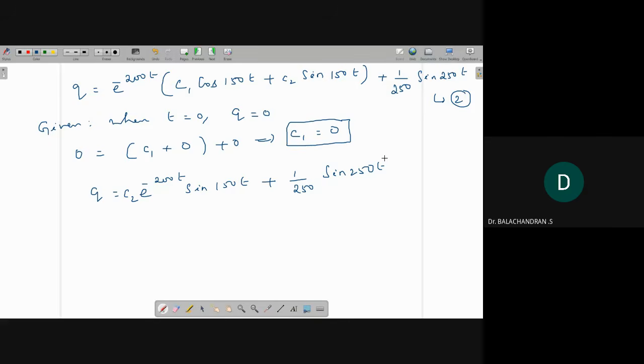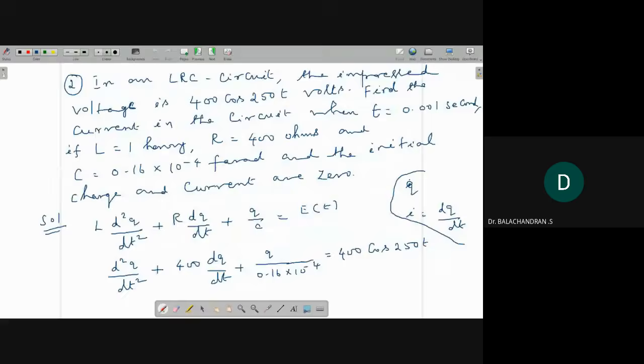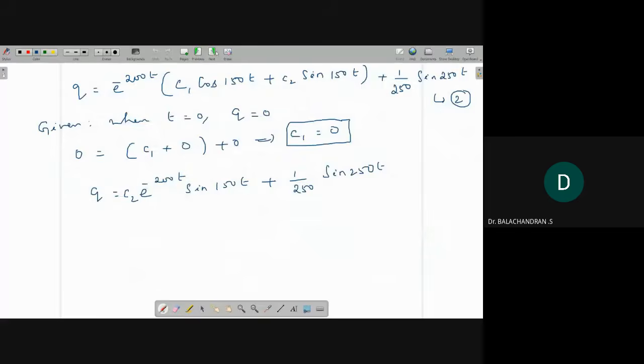So we need to differentiate, because what is given here is the initial condition. Please check the initial condition in the question. The initial current is also 0. That is, I equal to dq by dt.